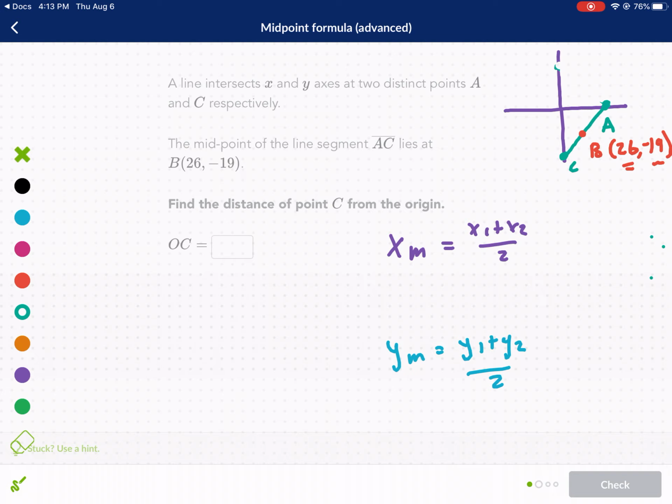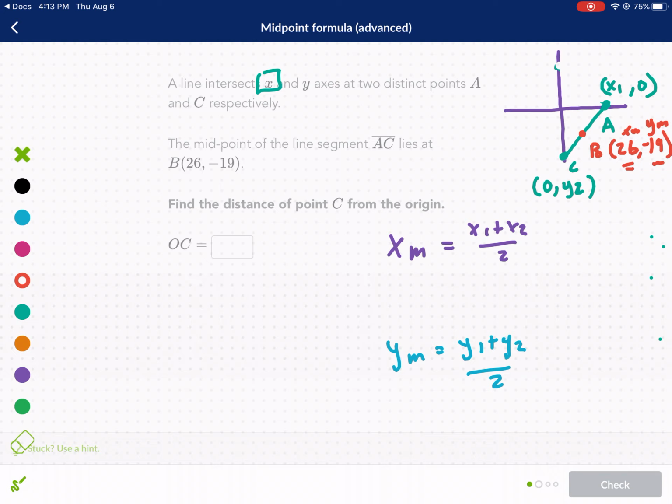Well, we know that A has a value on the x-axis, and that means its y value is 0. But our x value we don't know, so we're going to call it x1. What about C? Well, C is on the y-axis. That means its x value is 0. But we don't know its y value, so we're going to call that y2. We can't call that y1 because it's not y1, it's y2. All right, and then we know B, and B is xM and then yM.